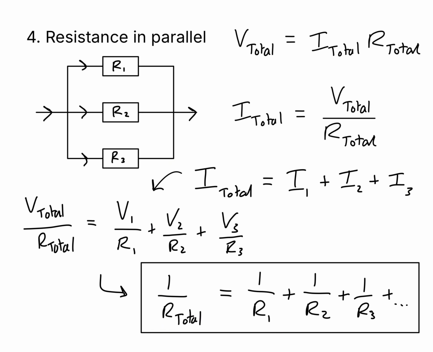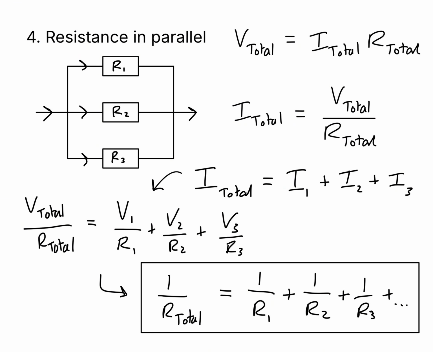In parallel, it's the other way round. Now the potential difference V is the same across both resistors, and it's the currents that add. We rearrange Ohm's law to get the current total equals the total voltage over the total resistance. Now in parallel, we add the currents, so the total current equals I1 plus I2 plus I3.